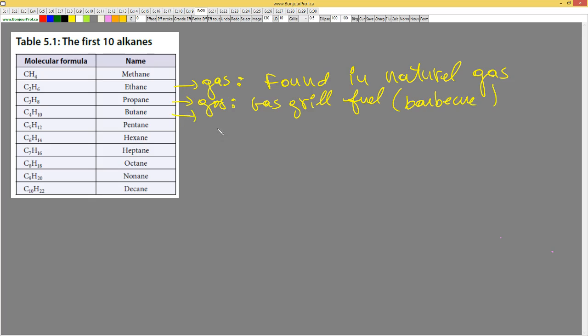Butane. Butane also is gas. Gas with S, not Z. Z in French, but not in gas. And where do we find it? We use it in lighters.